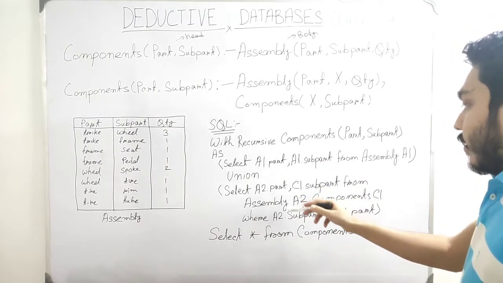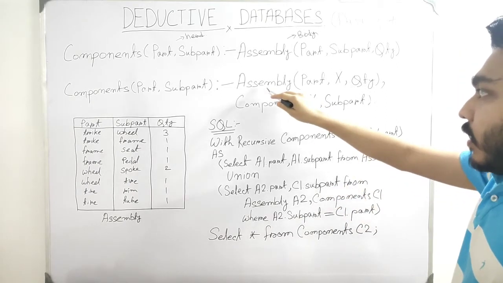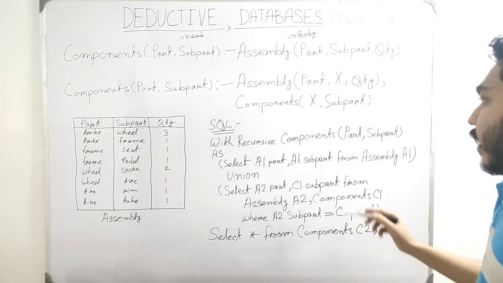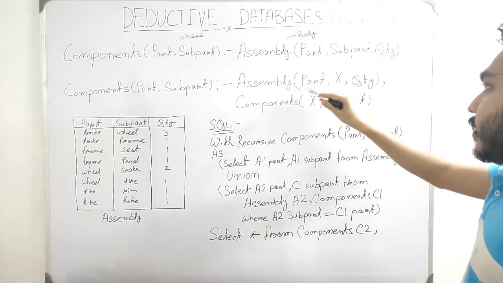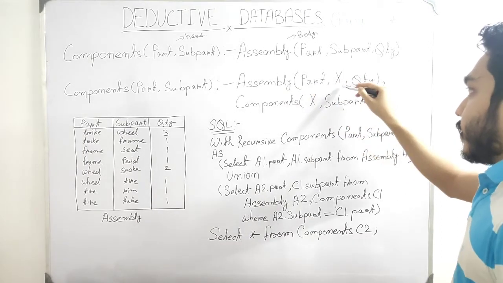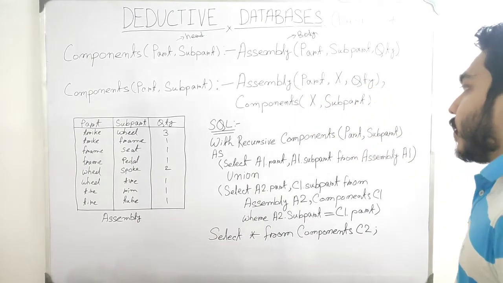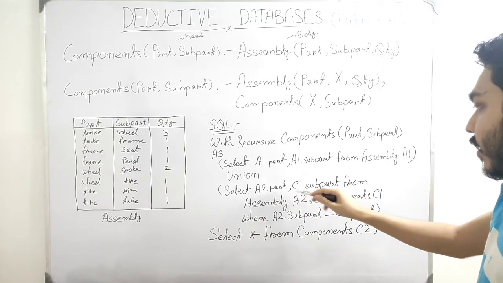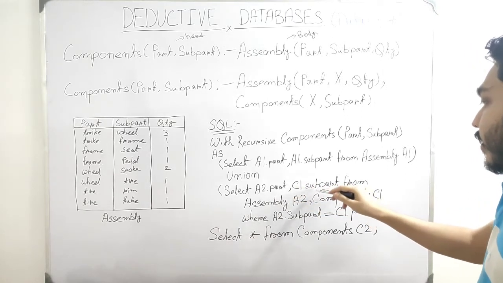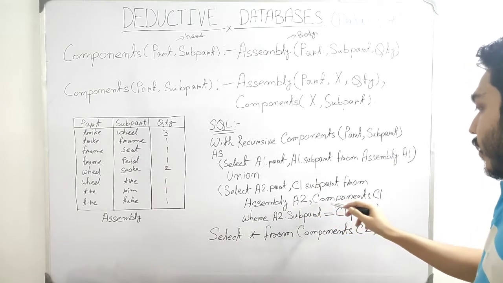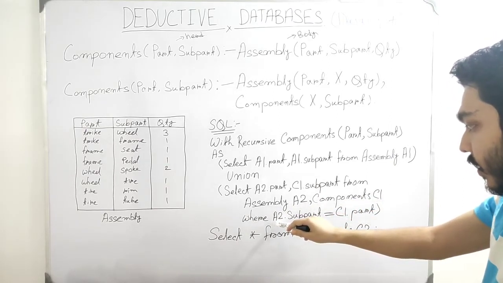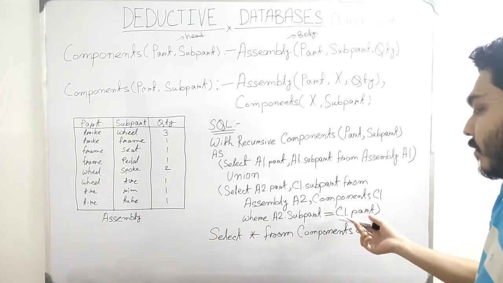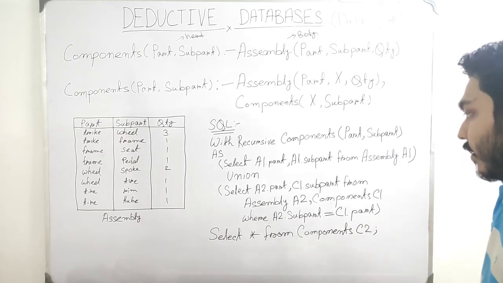How have we written the second query? In the second query we need to join the assembly and component relations, using assembly.subpart and component.part. You can see, select a2.part from assembly, and from component we take the subpart. Assembly is a2, component is c1, and the join condition is a2.subpart equals c1.part. This is a very easy query, anybody can write it.